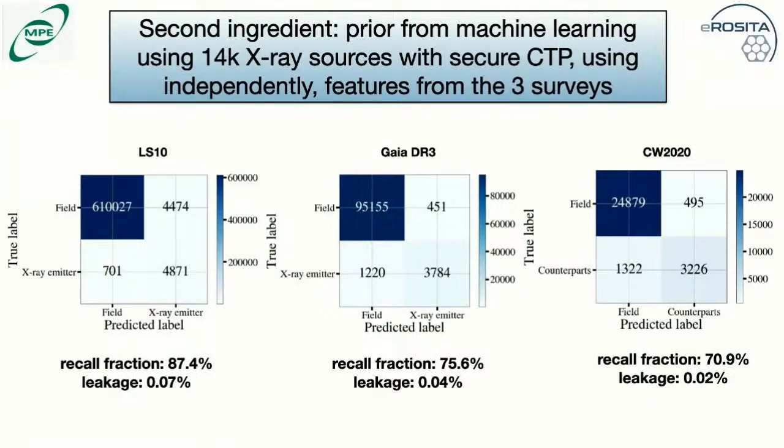What we have done is taking 14,000 X-ray sources from XMM and Chandra with secure counterparts. We took all the features from Legacy Survey and Gaia, analyzed them independently, and ran a random forest and asked the question, what is our ability to predict that an object is an X-ray emitter. As you can see, don't look at the confusion matrix, it is just a filler, just look at the numbers below. Using essentially just the Legacy Survey DR10, we are able to have a recall fraction of 87.4% with a leakage that is very small.